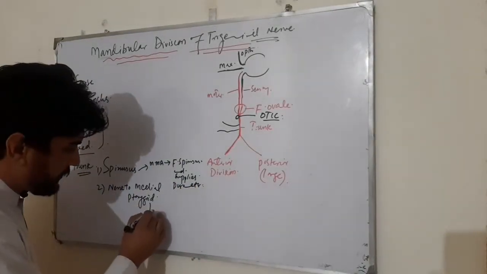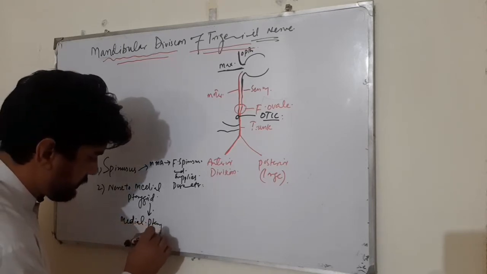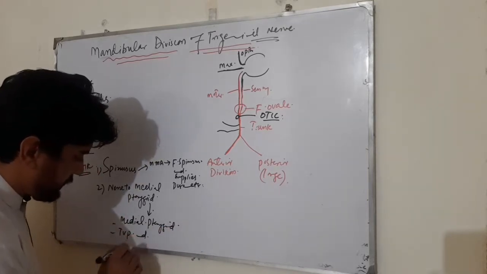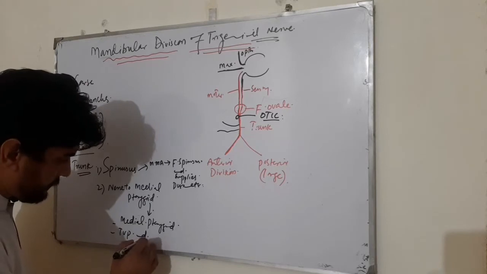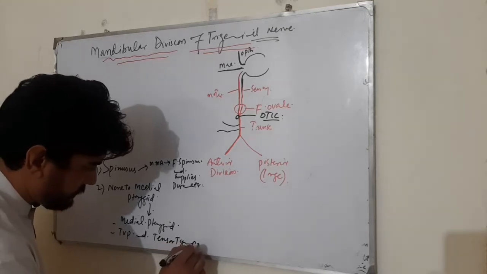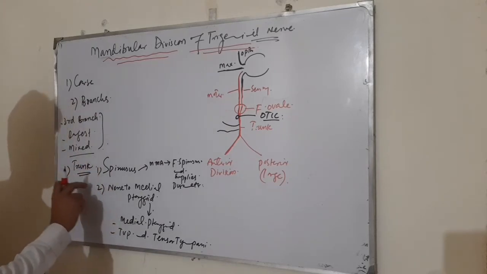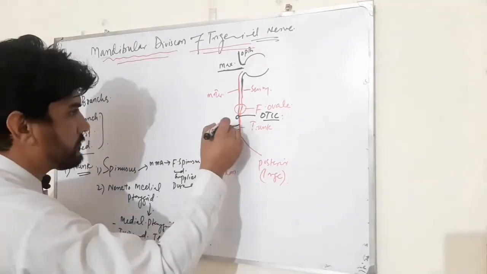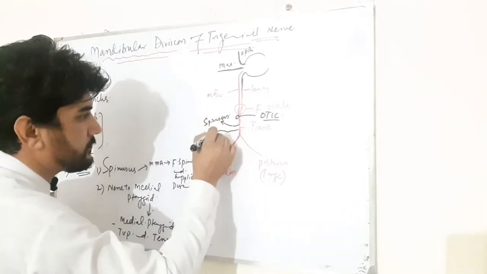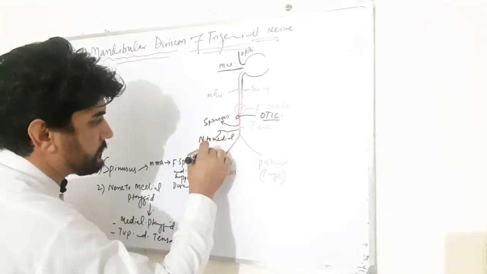The nerve to the medial pterygoid supplies the medial pterygoid muscle as well as tensor veli palatini and tensor tympani. So these are the two branches that arise from the trunk: the nerve to spinosus and the nerve to medial pterygoid.